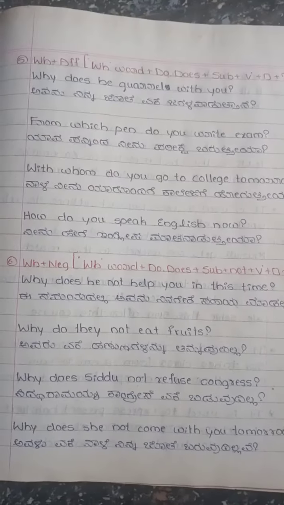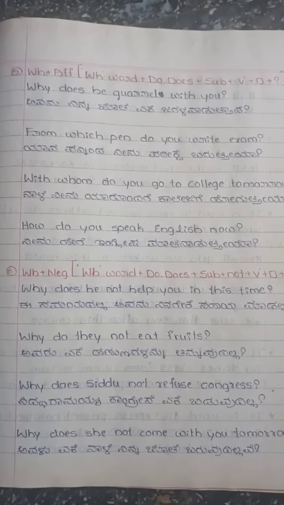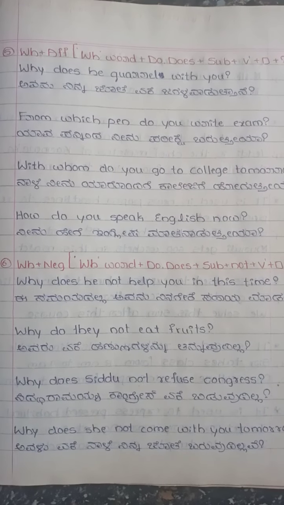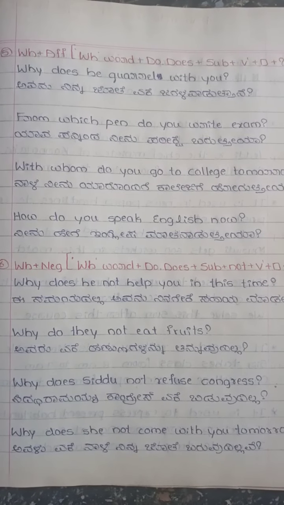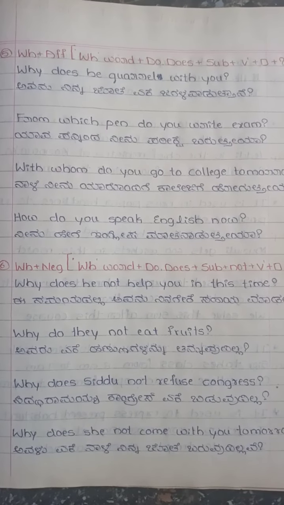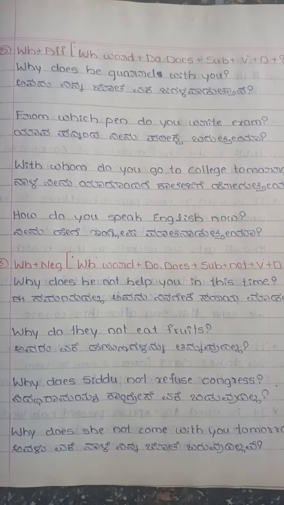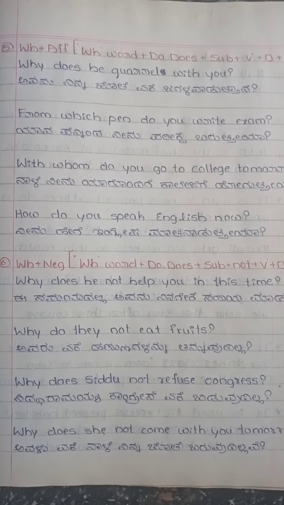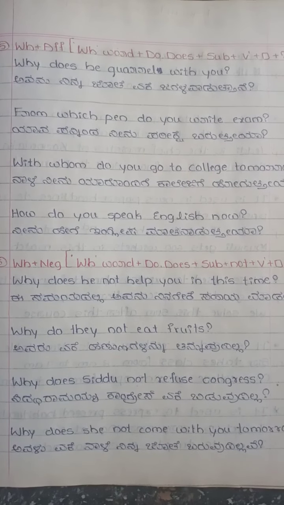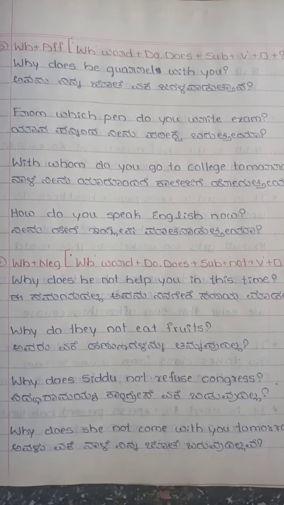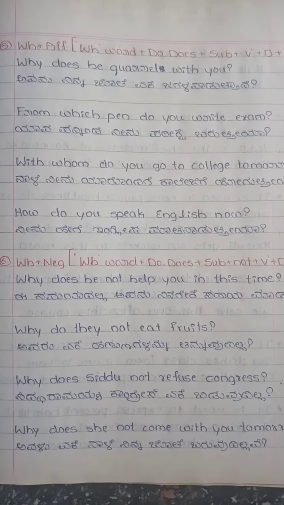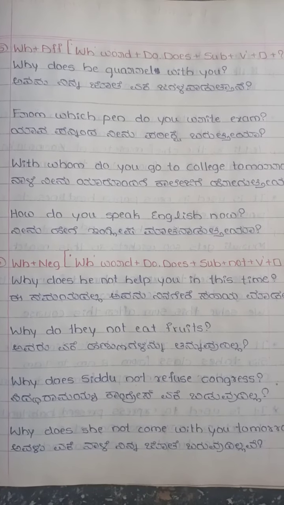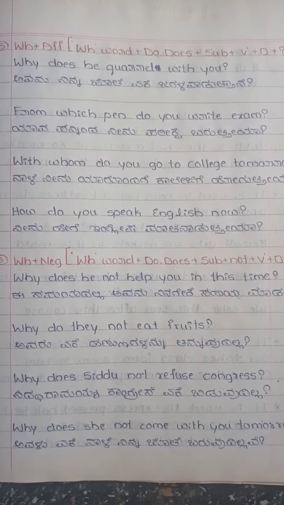Usually while speaking, the negative word not comes after the helping verb only, but in written form we have to use it generally after the subject. For example, why does he not help you this time? It is a written form, but when you are speaking, you can ask the question as, why doesn't he help you this time?